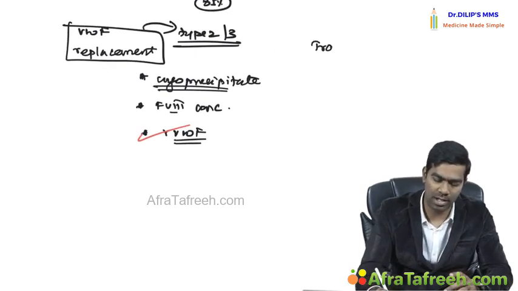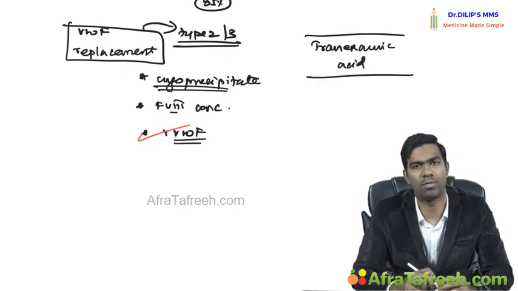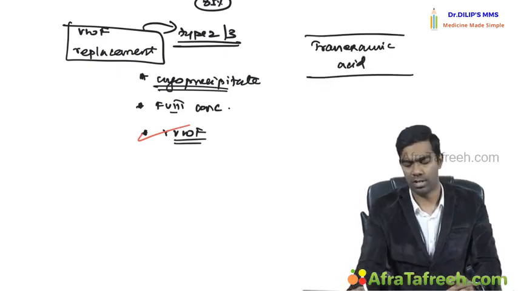Then there is another agent called tranexamic acid. This is an adjunct to any form of Willebrand disease during the time of bleeding, because it's an antifibrinolytic, you know that. It's going to be useful for any form of Willebrand disease, but as an adjunctive therapy only during episodes of bleeding. That's it.